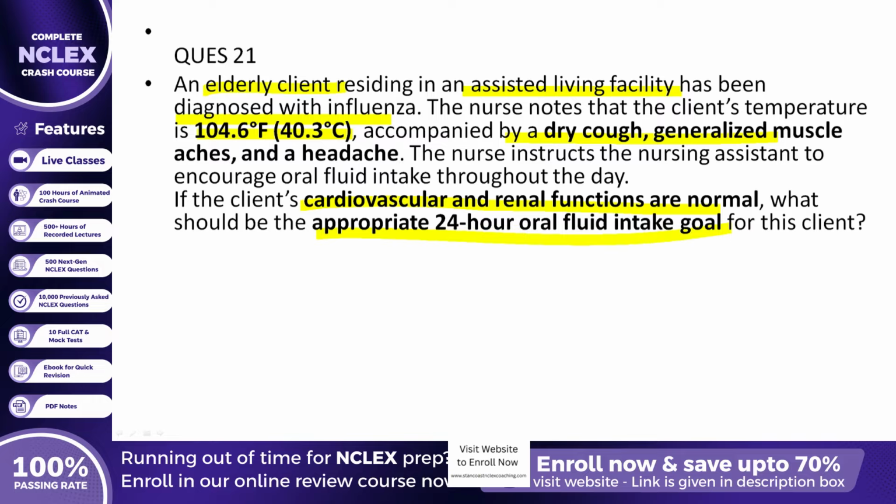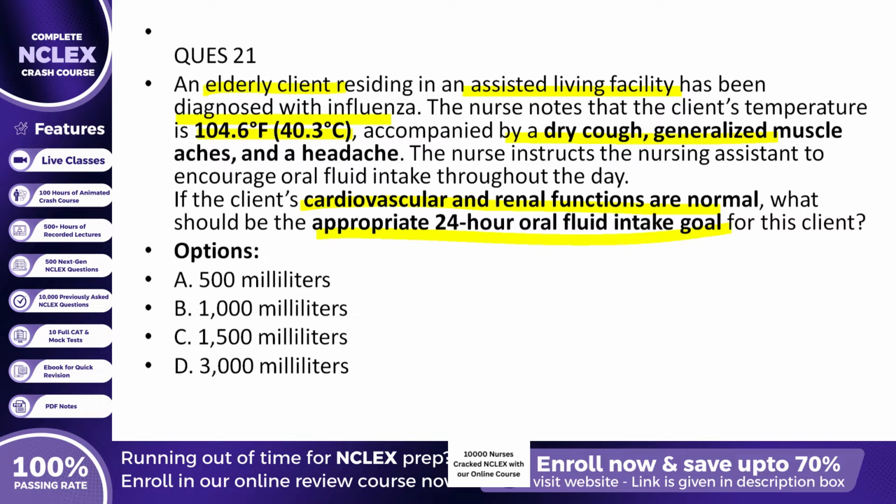Here are the options to consider. Option A suggests 500 milliliters. Option B indicates 1,000 milliliters. Option C recommends 1,500 milliliters. And option D proposes 3,000 milliliters. The correct answer is option D, 3,000 milliliters.